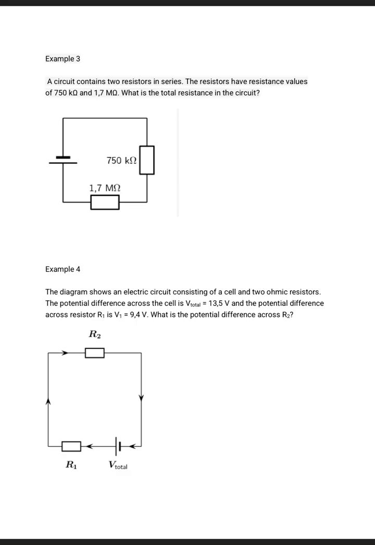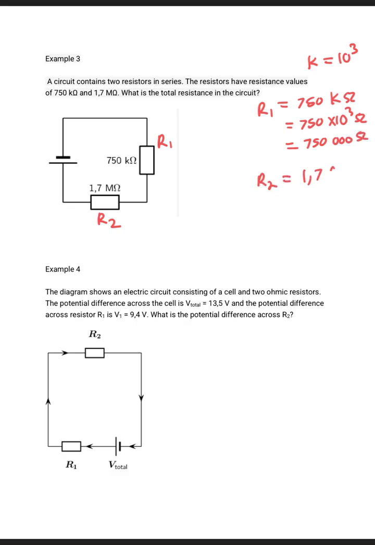Example 3. A circuit contains 2 resistors in series, which we'll call R1 and R2. The resistors have resistance values of 750 kilo ohm and 1.7 mega ohm. Now R1 is equal to 750 kilo ohm, and kilo means 10 to the power 3. So this is the same as 750 times 10 to the power 3 ohm, which we can write as 750,000 ohm.